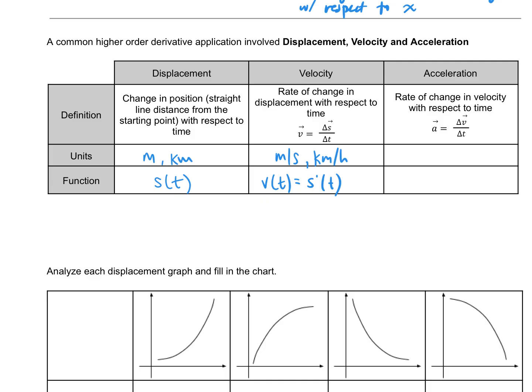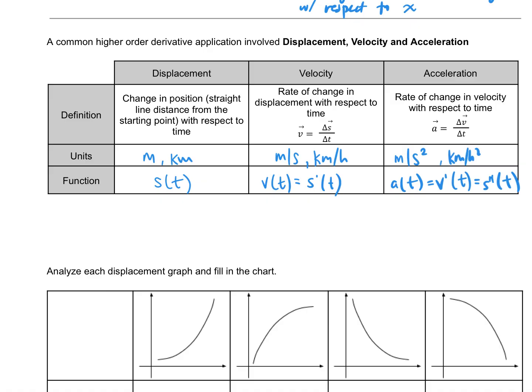And finally, acceleration is the rate of change in the velocity with respect to time. So change in velocity over the change in the time. And the units we use here are meters per second squared, or kilometers per hour squared, or kilometers per hour per second, something like that. And the function we use is a for acceleration, which is the first derivative of velocity, but the second derivative of that original displacement graph.